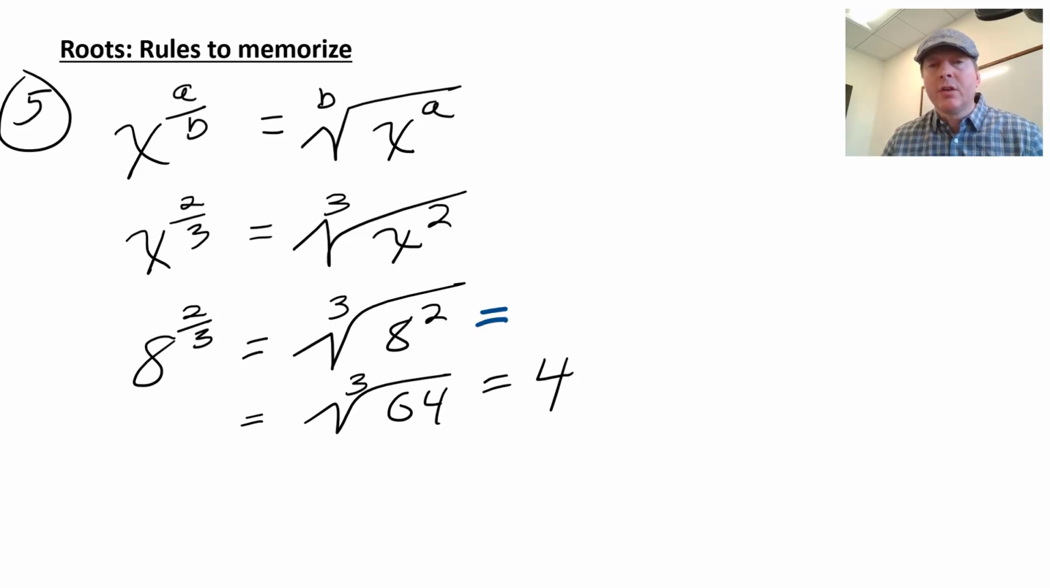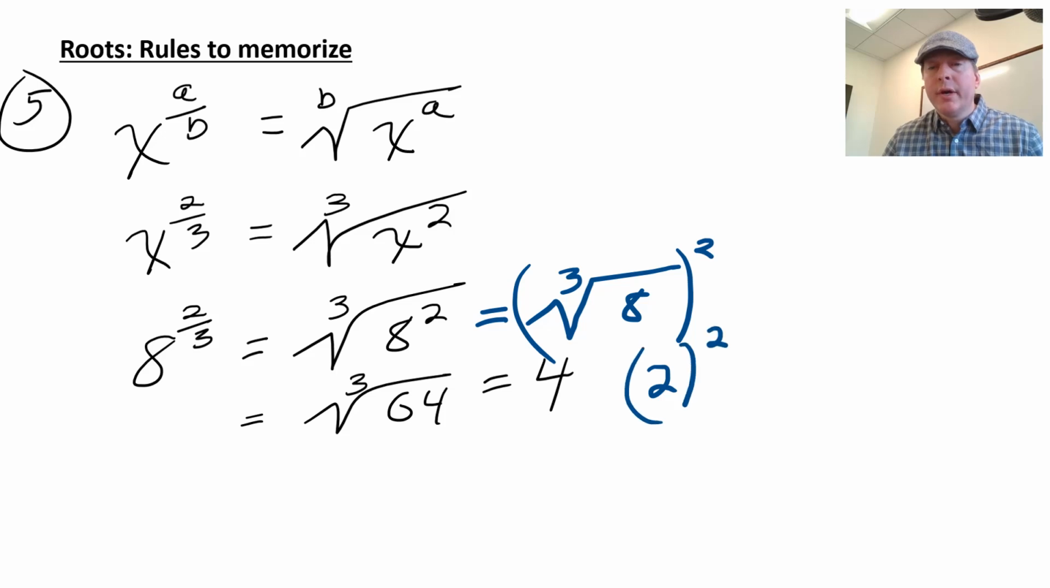Let me also point out that the cube root of 8 squared is the same thing as the cube root of 8, squared. Same thing. And the cube root of 8 is what? The cube root of 8 is 2. So this is 2 squared. This is equal to 4. So it all works out.